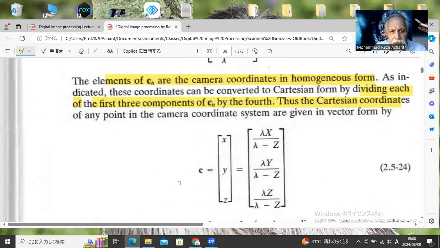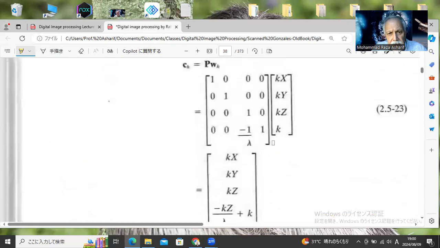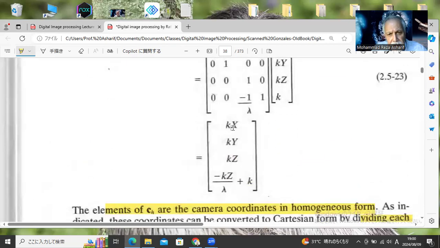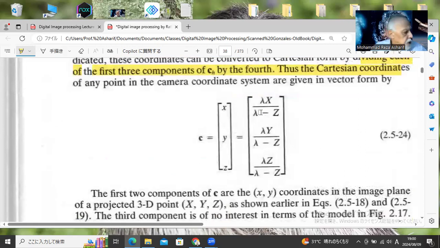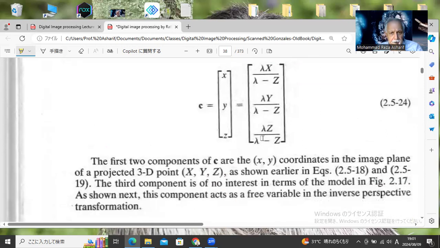Cartesian coordinate is c, which is x, y, and z. We divide x by the last one, y by the last one, and z by the last one. If we do this, you will see that you have lambda x over lambda minus z, and so on. So it is very similar to what I told you about the coordinates. Later I will discuss this, that this is the same.